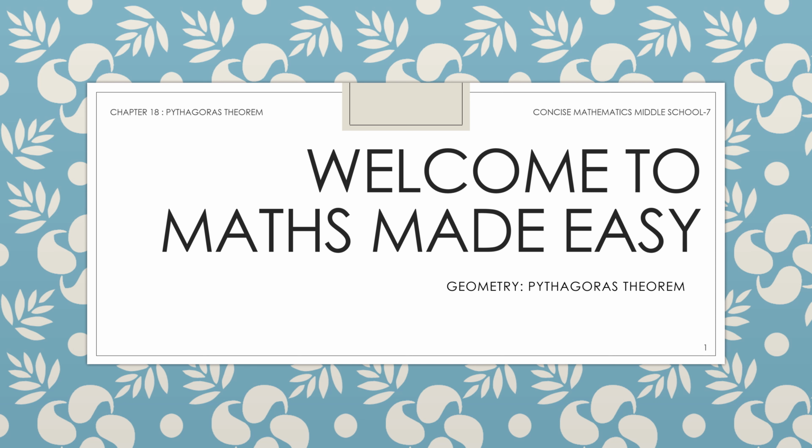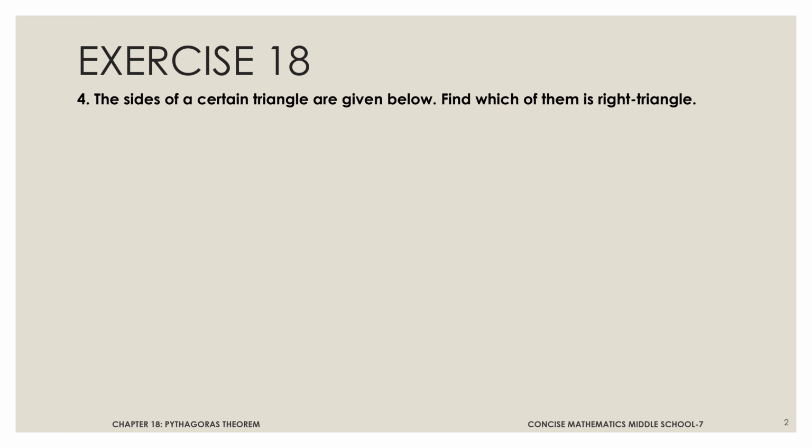Let's continue with Pythagoras Theorem, exercise 18, part 4. Here is the fourth question. The sides of certain triangles are given below. Find which of them is a right triangle.